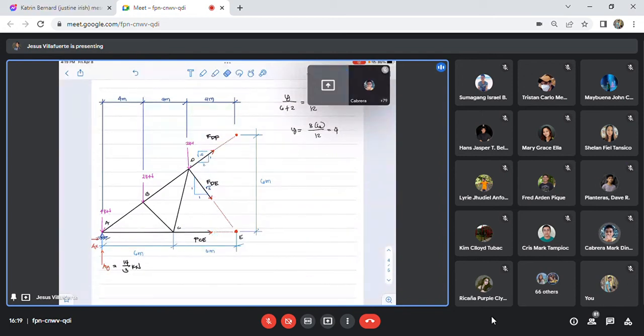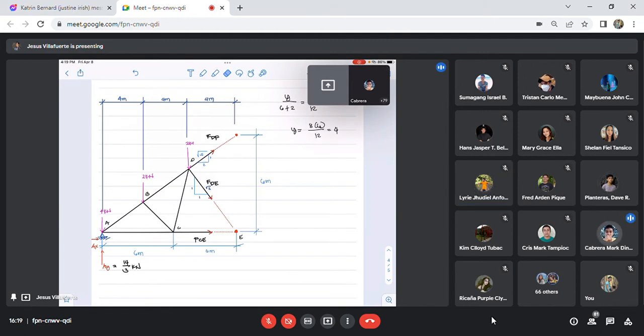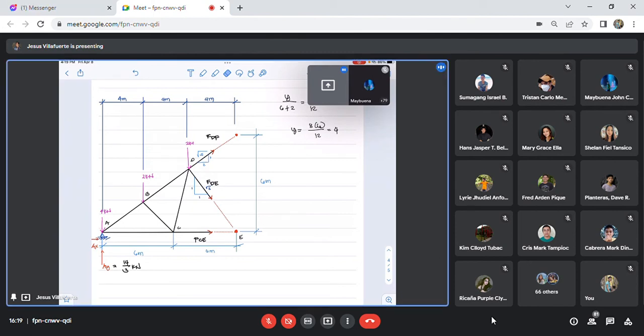At E or D, sir. E or D. E. So if we take it at point E, which members will be zero? FCE members will be zero. So what remains is FDF. So we can take summation of moment at point E to get FDF. Do you follow? Yes, sir. Okay. So, in other words, instead of taking summation of moments at point A, we take summation at point E so that the two members become zero and only FDF remains.